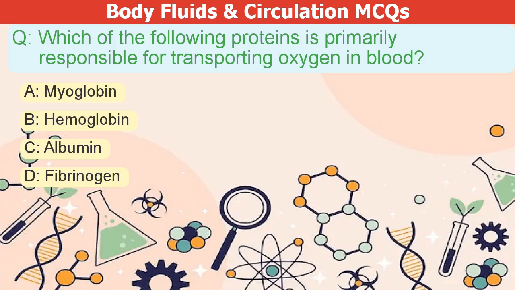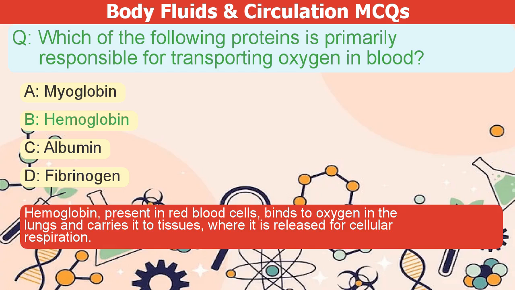Which of the following proteins is primarily responsible for transporting oxygen in blood? A. Myoglobin. B. Hemoglobin. C. Albumin. D. Fibrinogen. The correct answer is B. Hemoglobin, present in red blood cells, binds to oxygen in the lungs and carries it to tissues, where it is released for cellular respiration.